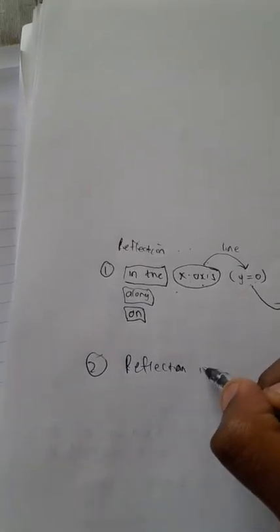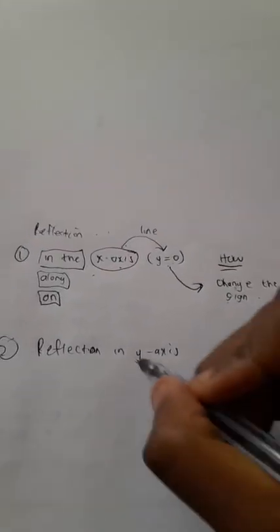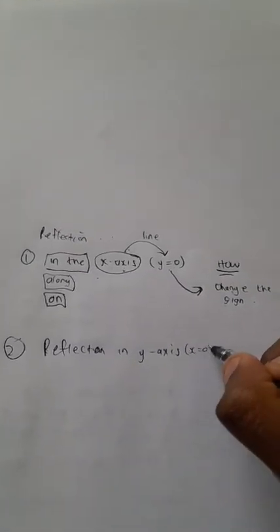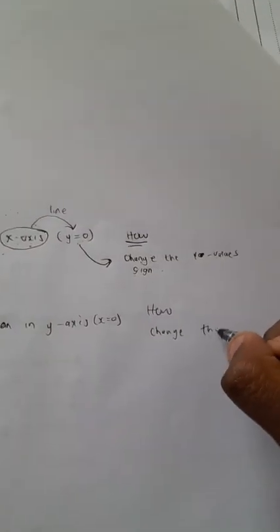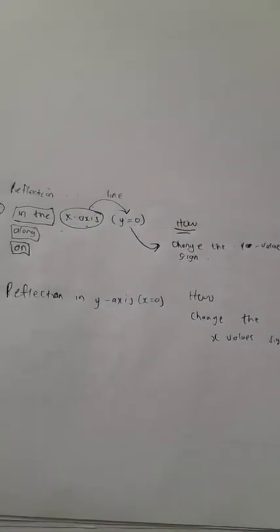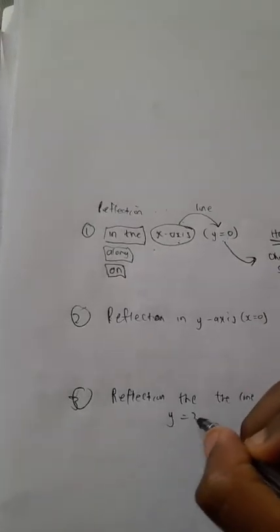Two, reflection in the y-axis. What is reflection in the y-axis, in other words the line x is equal to 0? How is it affected? We simply change the x value sign. That's all. Then, last but not least, very good Naledi, thank you, reflection in the line y is equal to x.